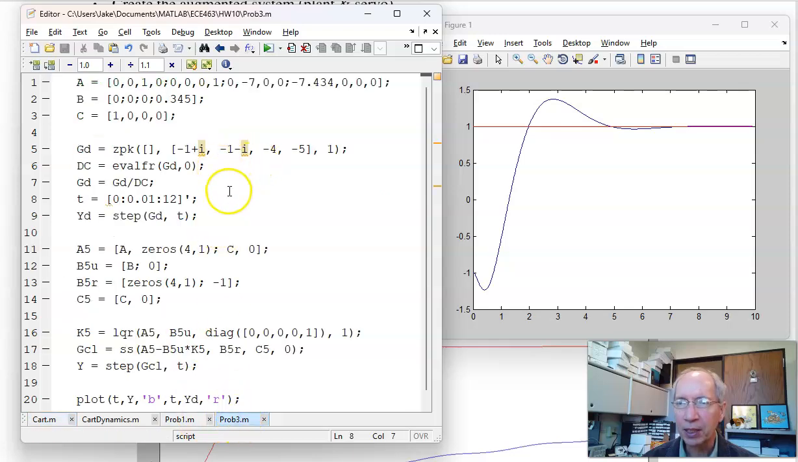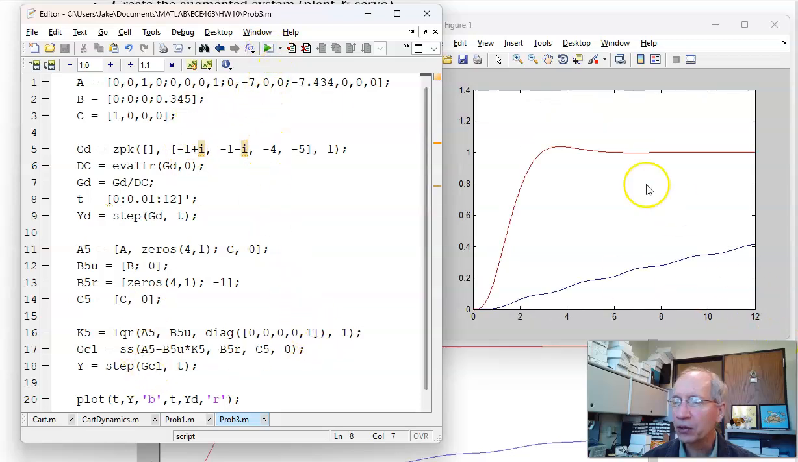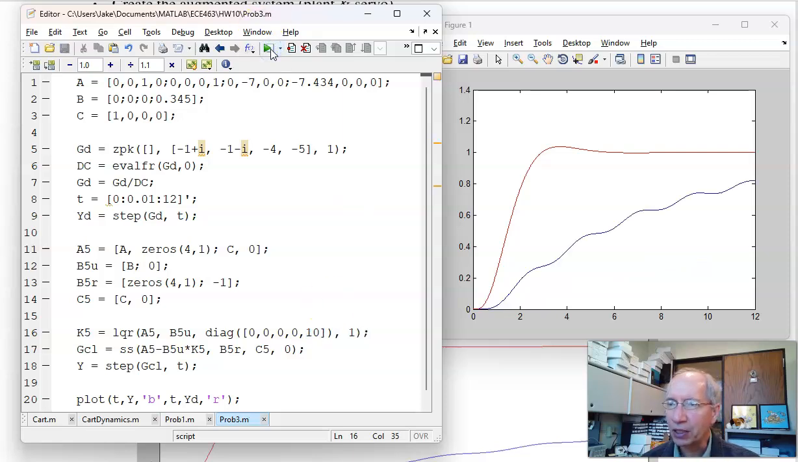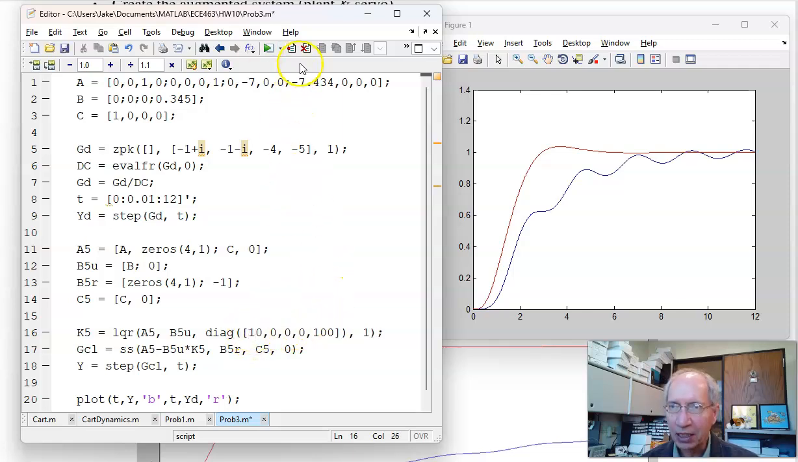So here's my plant where I want the poles to be. Start with weighting on the servo. Try that. Here's the desired response in red, actual in blue, and it's way too slow. So start cranking up the gains, increase the weighting on Q. That speeds it up. Maybe start playing with these gains, see if that helps. Maybe a little bit.